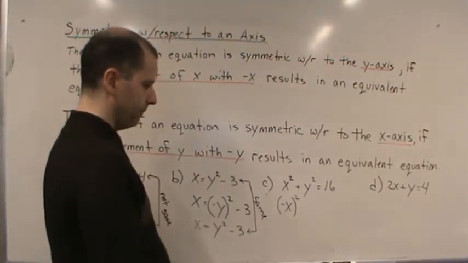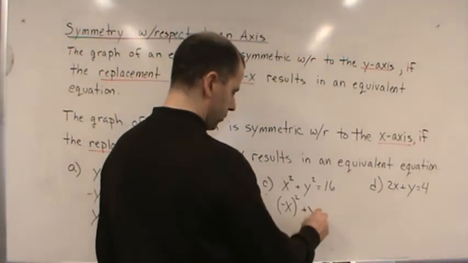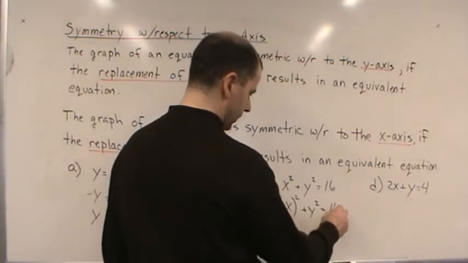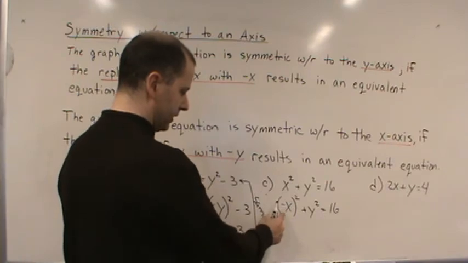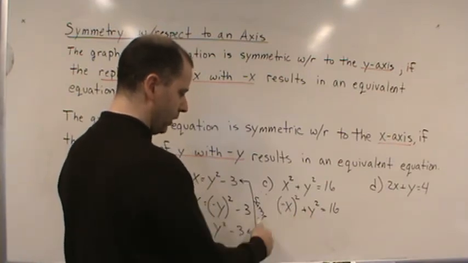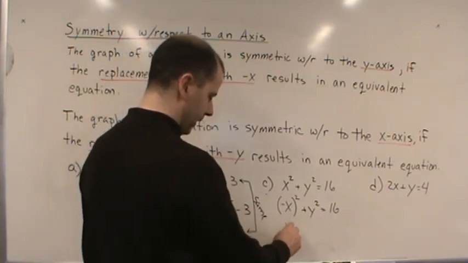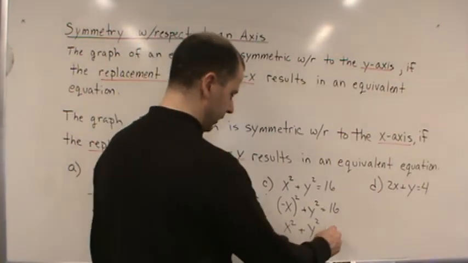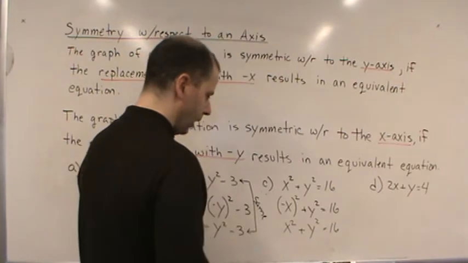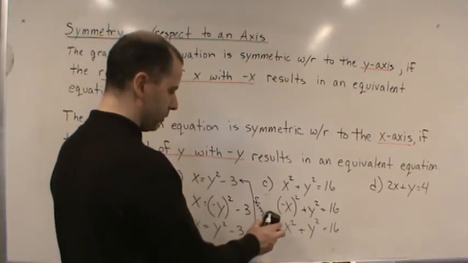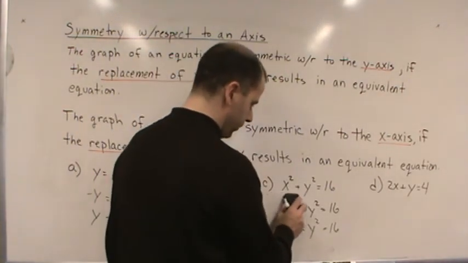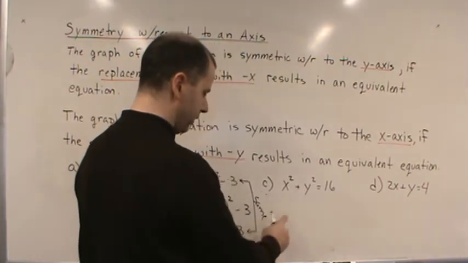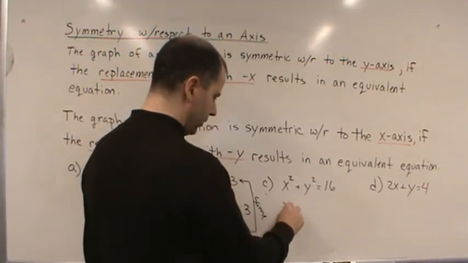Plus y squared equals 16. And of course, negative x times negative x gives you a positive x squared. So we get x squared plus y squared equals 16. And then of course, you could do the same thing with the y's, right? So if you start over and you just plug in negative y, well, you're going to get the same thing.